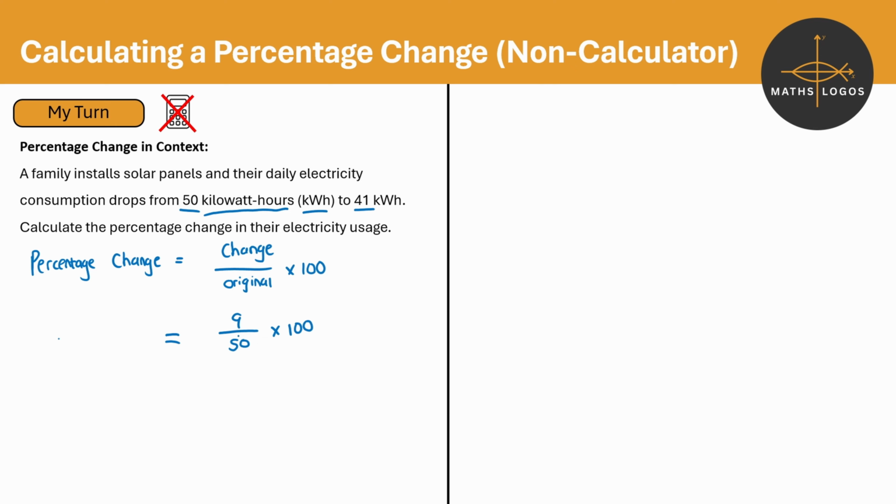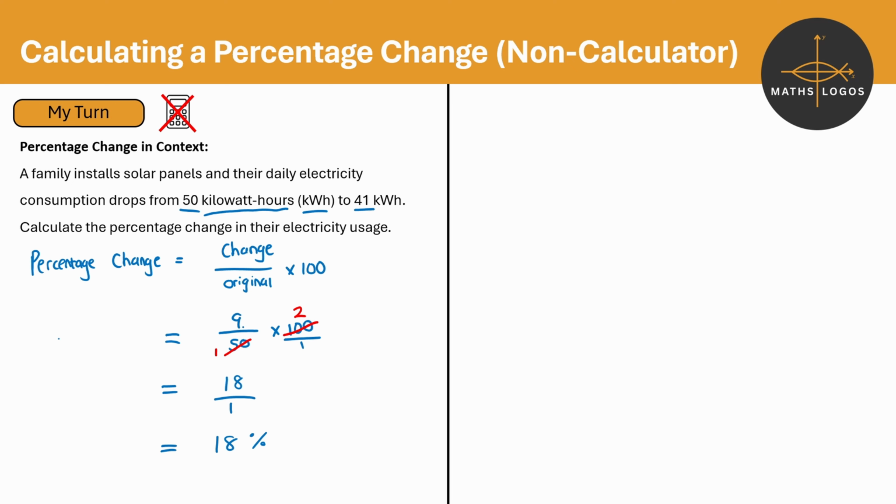This is a non-calculator lesson, so we need a way of doing 9/50 multiplied by 100. And there are two different ways. I could turn the 9/50 into a decimal and then multiply it by 100, or I could think of this as a fraction over 1, and then I could do some cross-simplifying. I could divide through by 50 on the numerator up here, and divide through by 50 on the denominator down here. Then I can do 9 multiplied by 2 to give me 18, and I would be doing 1 multiplied by 1 to give me 1. So it gives me 18 over 1, which is equal to 18%. So that's one way to do it without a calculator.